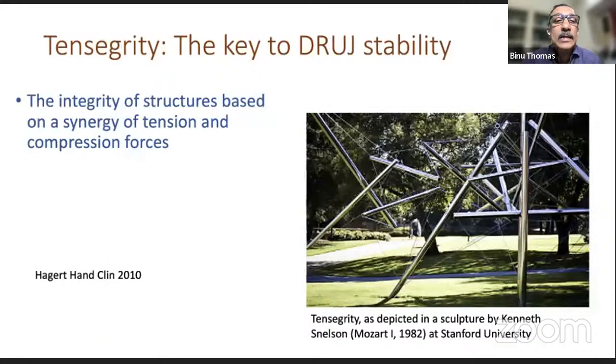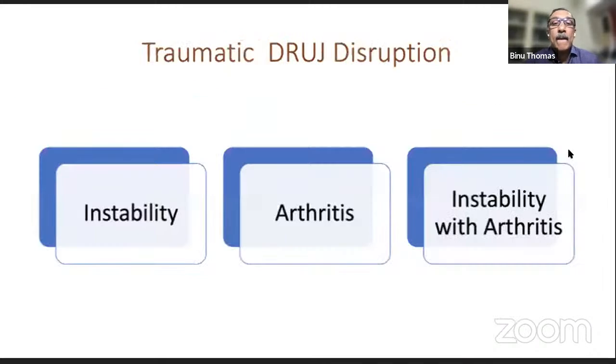Now, this is an interesting concept as suggested by Haggard. He says the key to DRUJ stability is a term called tensegrity. This is a continuous shift in tension and compression of the deep and superficial portions of the ligaments and constitutes the core of DRUJ stability. And this is the essence of what he calls tensegrity.